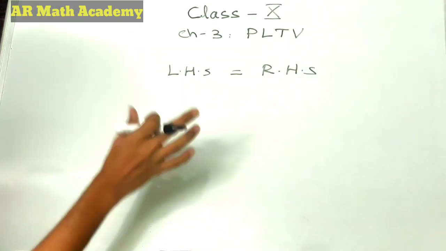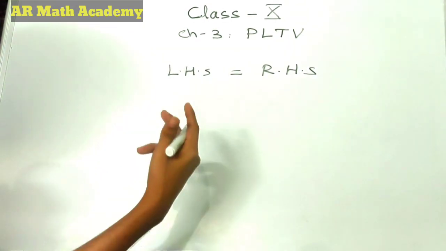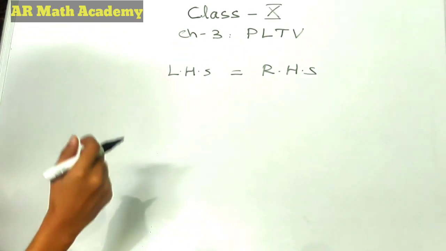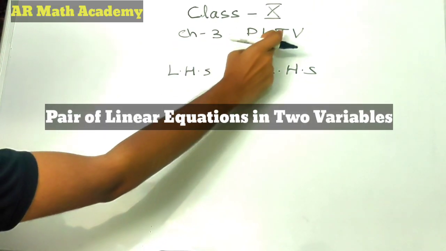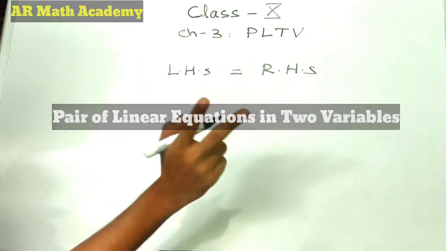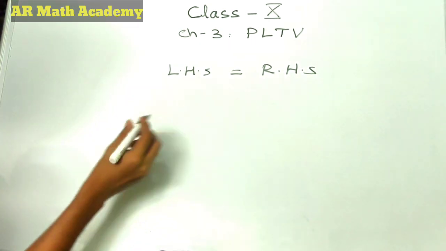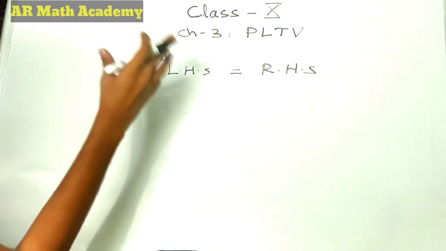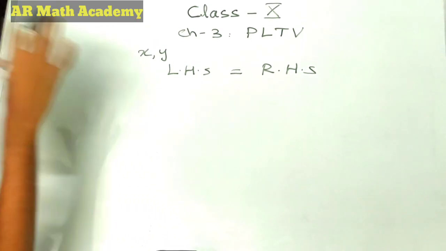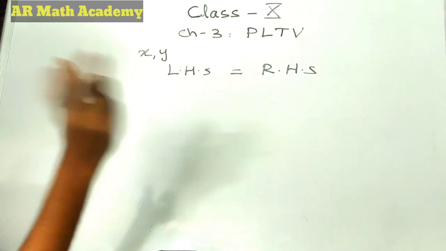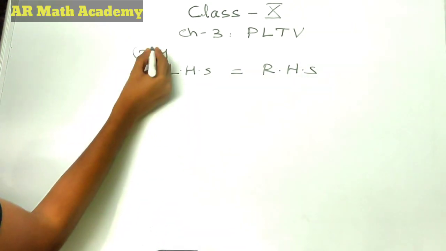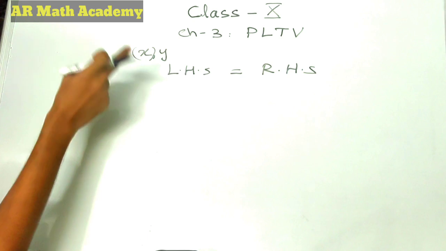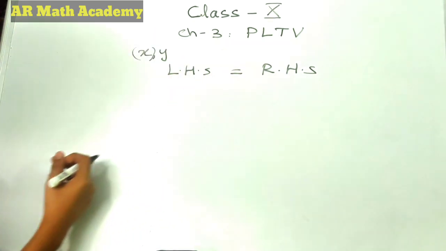Now in this chapter you will be dealing with equations which have two variables. That is what the topic suggests: pair of linear equations in two variables. So you will be having two variables and we commonly take them as x and y. x and y are two such letters which we will be considering in this chapter as two different variables. Now what is a variable? A variable is a letter where we can substitute any number and we can simplify it further.